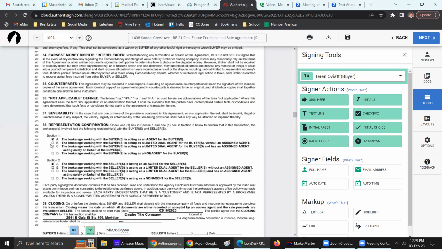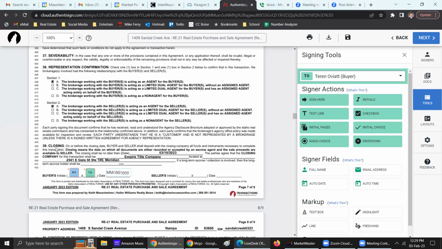So these check boxes are basically showing that I am your agent. I'm not going to disclose anything that wouldn't be advantageous to you, and the other agent is doing the same for their seller. So that just describes that.